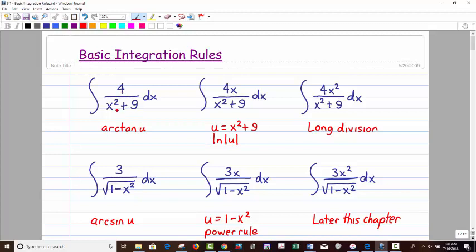Looking at some of these, this one fits right into arctan. I just picked some examples to show you. And this one, if you do a substitution, you're going to end up with a natural log. This one would require division before integration and would most likely have arctan after you divided.